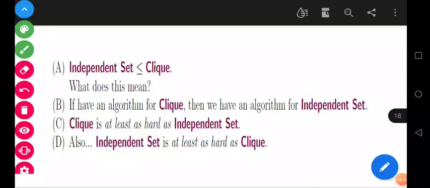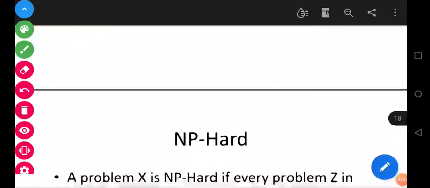What it means is that if we have an algorithm for clique, then we have an algorithm for independent set. Clique is at least as hard as independent set. Also, independent set is at least as hard as clique, which essentially means that to solve the clique problem is at least as hard as to solve the independent set problem.